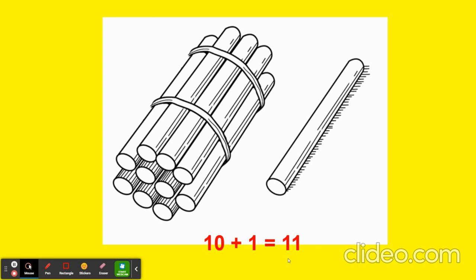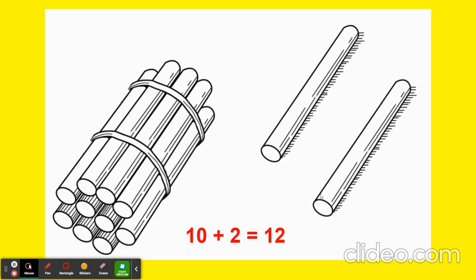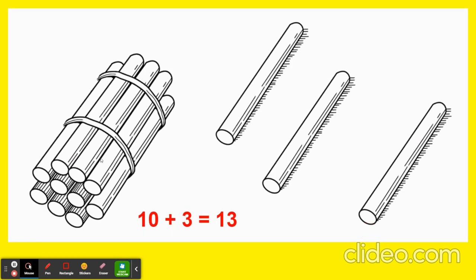So how you're going to write it? 1 and 1 is 11. In the same way, 10 plus 1, 2 is 12. So we're going to write 1, 2, 12. In the same way, 10, 1, 2, and 3 is your 13. 1, 3, 13.